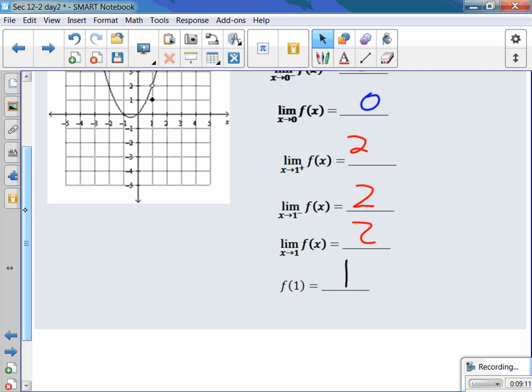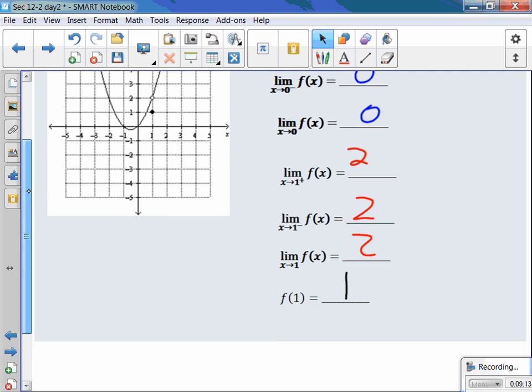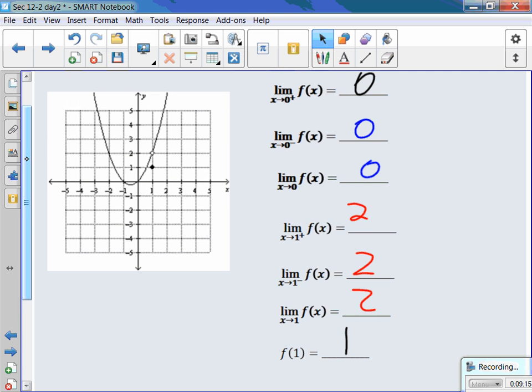Okay, so when x equals 1, that's what we got. That's right. We can see this parabola. All the points are defined except for at x equals 1. And as Adrian said, when x equals 1, that dot right there tells me I have a value of 1. That has nothing at all to do with the limit, though.